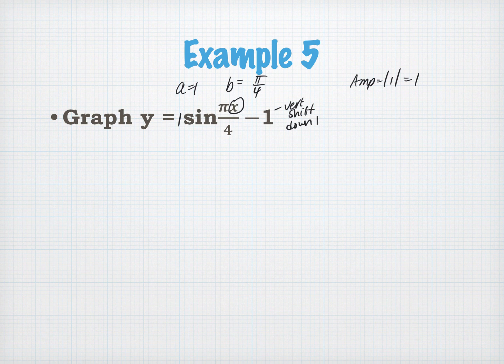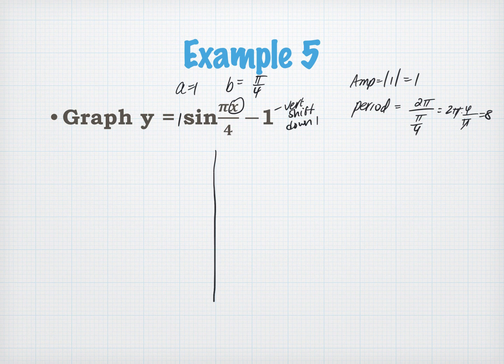So the B value is going to give me an interesting period that I don't think we've seen yet. I know the period is 2 pi divided by the B value, which is pi over 4. Well, 2 pi divided by pi over 4 is 2 pi times 4 over pi, which means 8. So the period is 8.